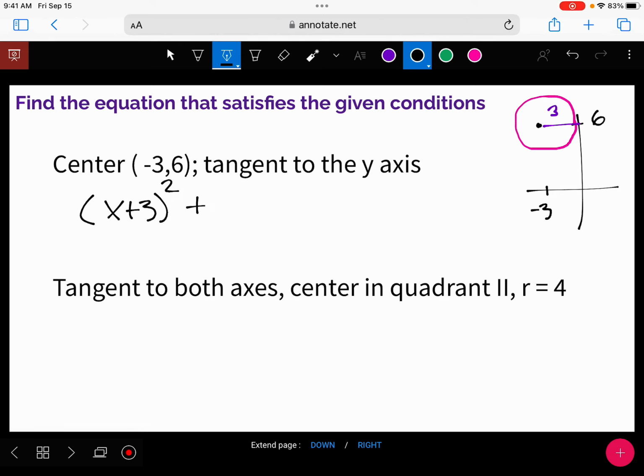It's touching, not through. Intersecting would be going through. Tangent hits it once. So what's our y? Y minus 6 squared equals 9.